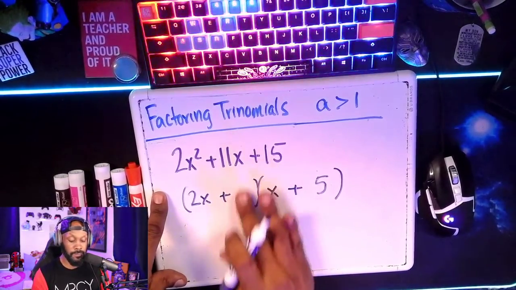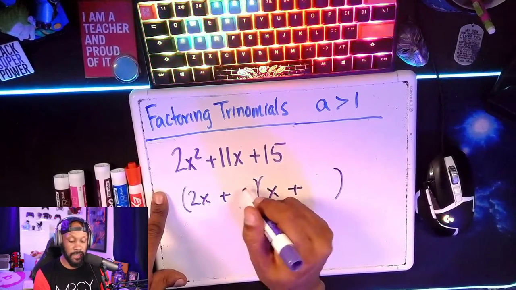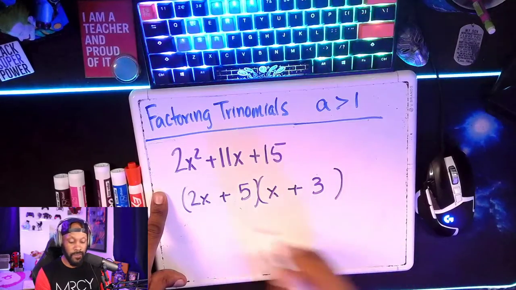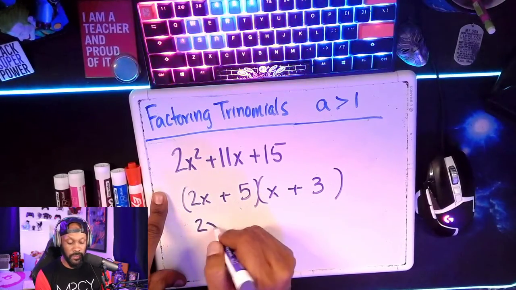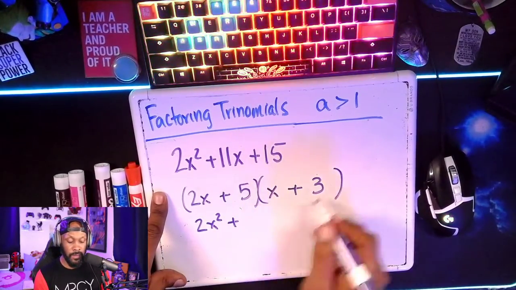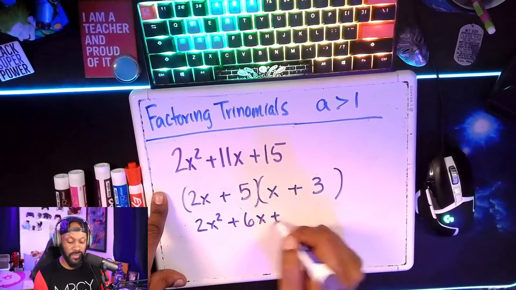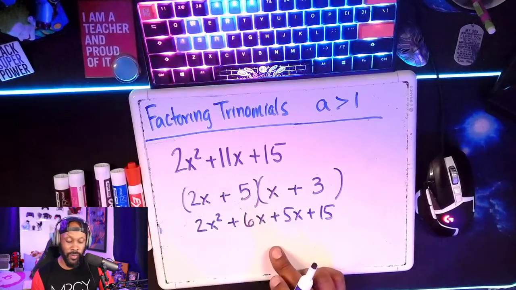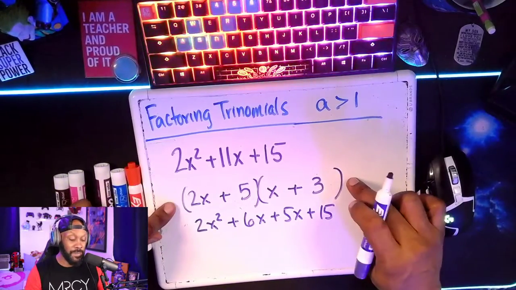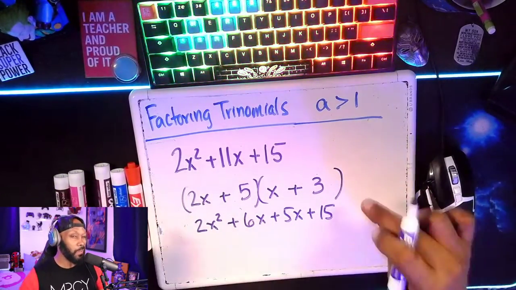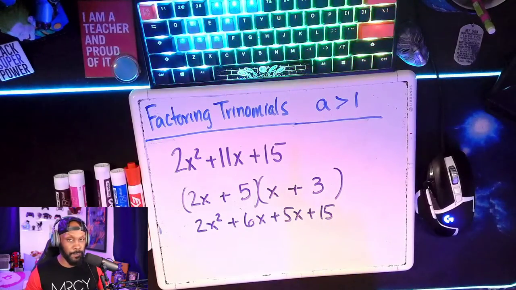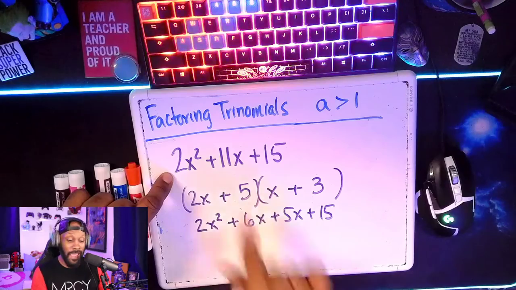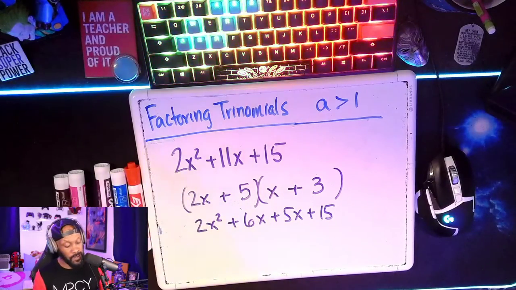But just by switching them, y'all. 2x times x is 2x squared plus a 6x plus a 5x plus a 15. It works. Placement becomes just a little bit more important. This is what happens when sometimes the a is greater than 1 and you can't just factor it out.